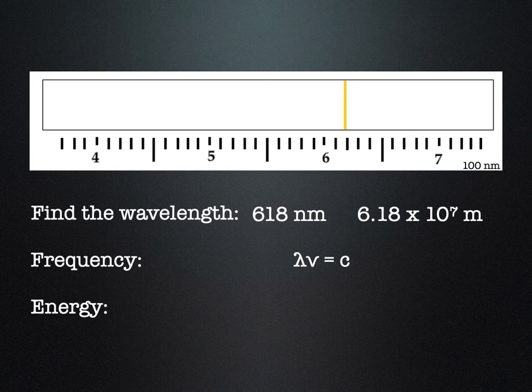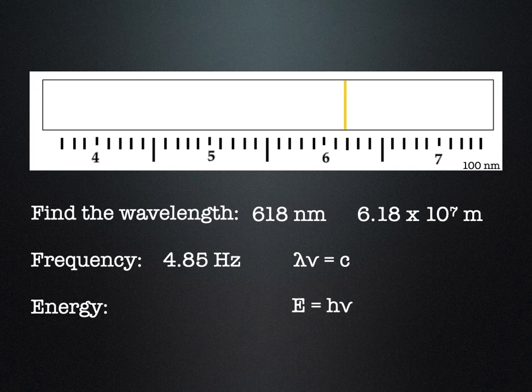Okay, hopefully you paused, did your calculations. Round off for sig digs, you should have 3 significant digits, and you should have gotten 4.85 times 10 to the 14th hertz. Again, if your measurement was 619 nanometers, then you're going to have a slightly different value there, but it should be pretty close.